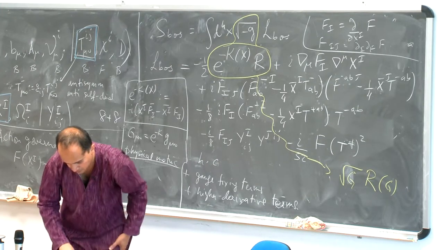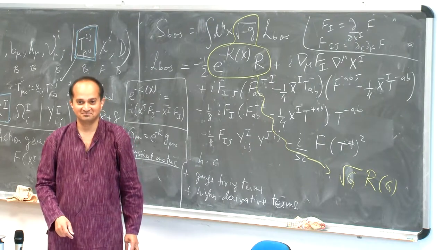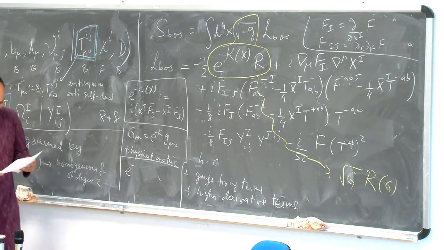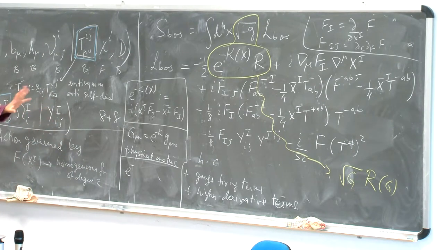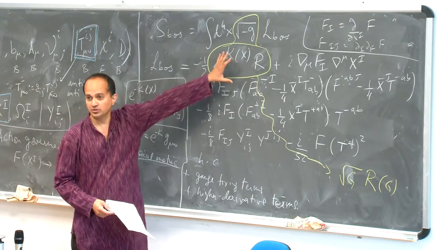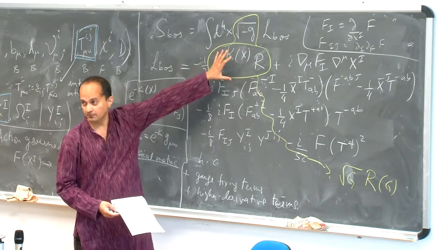No, I think it's okay. In any case, if there are errors, please go and correct them. I just wanted to show you the form of the action. So that's one difference between the usual Maxwell-Einstein, okay?